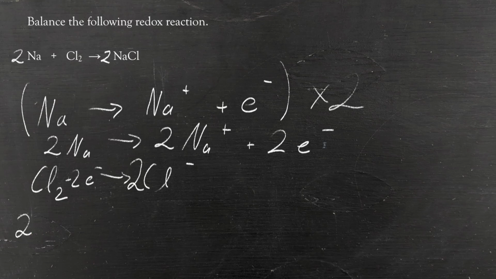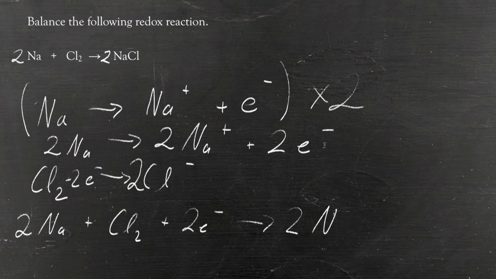We get 2 Na plus Cl2 plus 2 electrons reacting to give 2 Na+ plus 2 Cl- and 2 electrons. We can cancel out our electrons because they're on both sides. And we have our final answer, which is exactly the same as what we have up above. The 2 sodium atoms react with 1 chlorine molecule to produce 2 sodium chloride molecules.